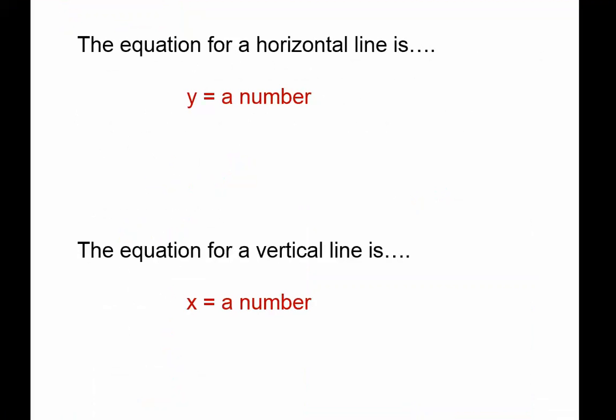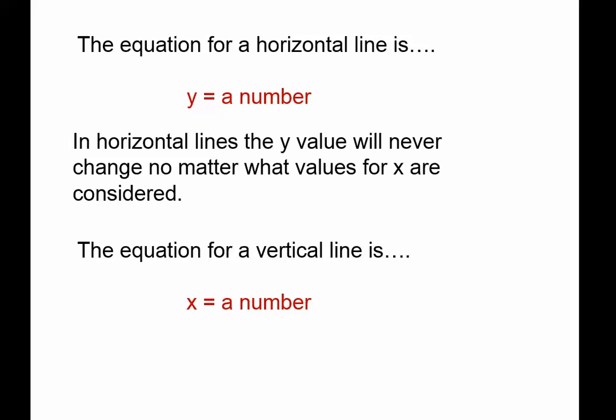All right, let's move on to the next topic. This is one that's going to pop up in geometry next year and that you just need to know. These are kind of special cases: horizontal lines and vertical lines. The equation for a horizontal line is y equals a number, something like y equals 1, y equals 7, y equals -10. In horizontal lines, the y value will never change no matter what the values for x are. So the y values in the x comma y will always be the same number. We'll go over that in a second.